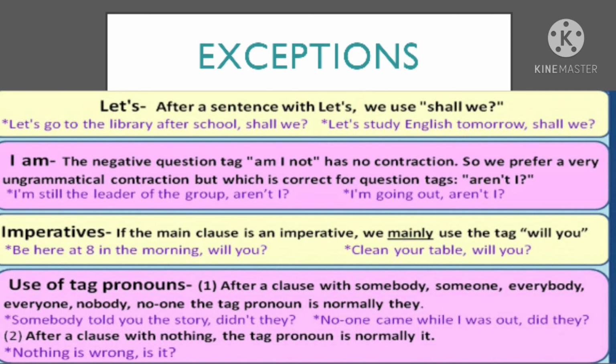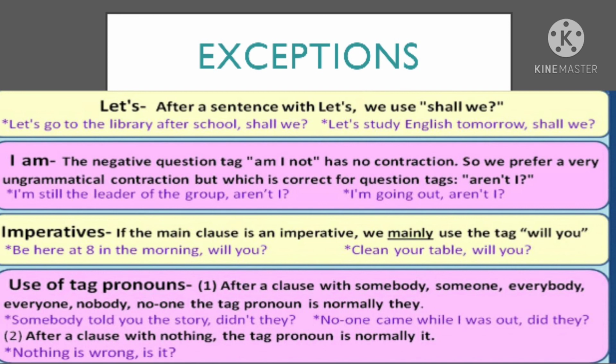Let us see the next exception. If the main clause is an imperative, then we mainly use the tag will you. For example, be here at 8 in the morning, will you? Will you clean your table, will you? If the main clause is an imperative, we use will you as the question tag.